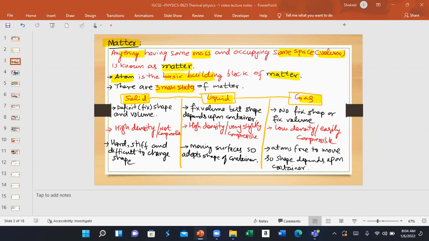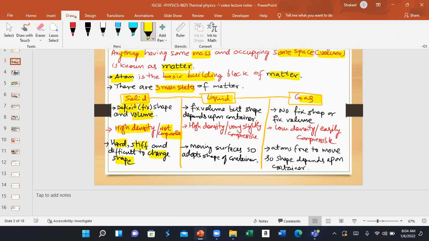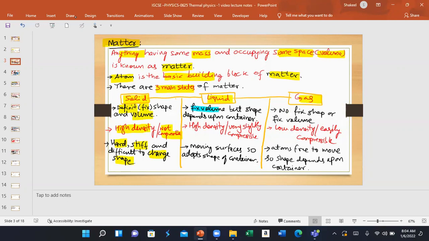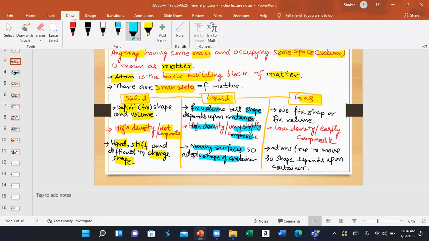Okay, so about solid, you know that it has a definite fixed shape and fixed volume. Its density is very high, you cannot compress it, and it's hard, stiff, and difficult to change its shape. While liquid has a fixed volume, but its shape is not fixed, and its shape depends upon the container. Its density is still high, and it is very slightly compressible. It adopts the shape of the container.